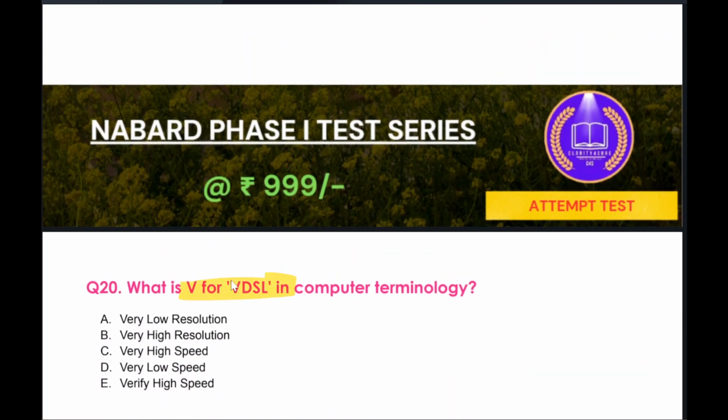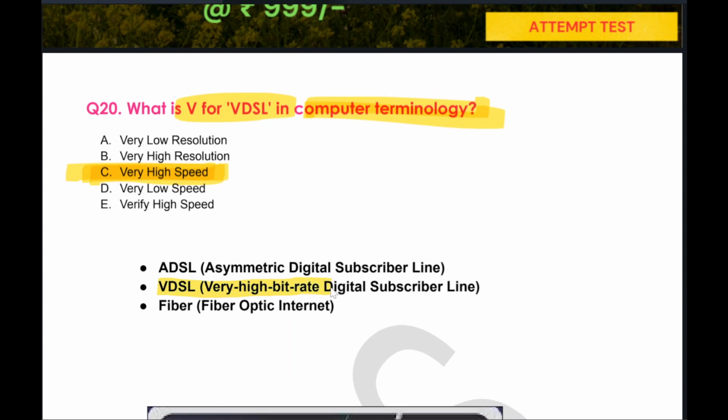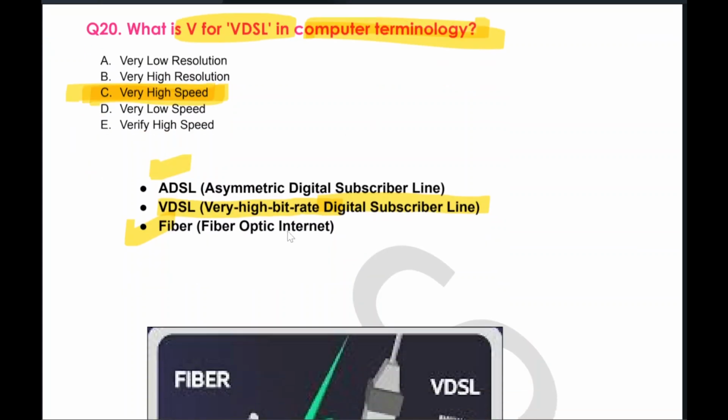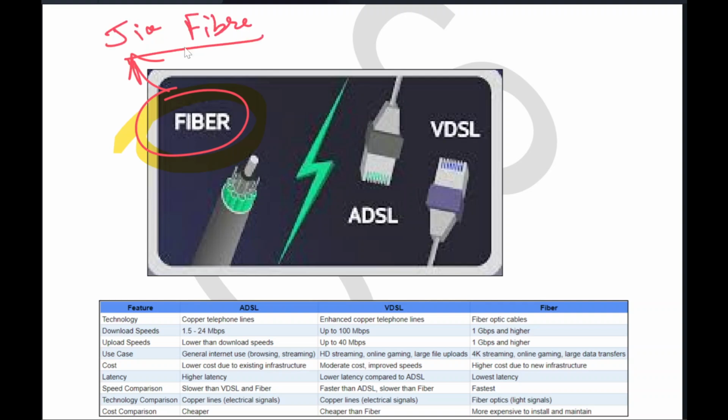What is V for VDSL in computer terminology? V is very high speed. It is very high bitrate or speed digital subscriber line. Then we have ADSL and fiber. These are data transmission technologies. You can think of fiber like the optical fibers you might have seen if you have done any Wi-Fi connections.